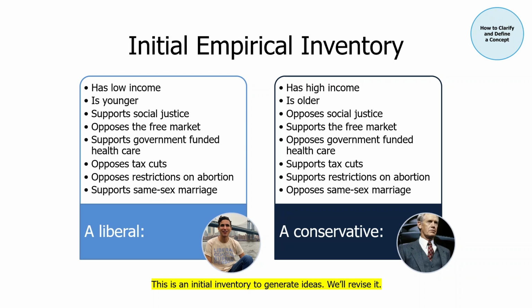A liberal, you might say, supports government-funded health care. A conservative opposes government-funded health care. I sort of like this one. I can think of a 7-point scale, with supporting government-funded health care at 1 and opposing it at 7. And you could ask people, where are you on this scale? A perfect liberal would be at 1, and an ideal conservative would be at 7.